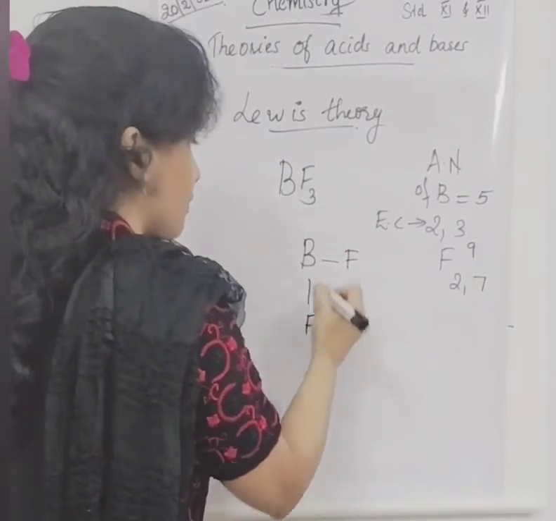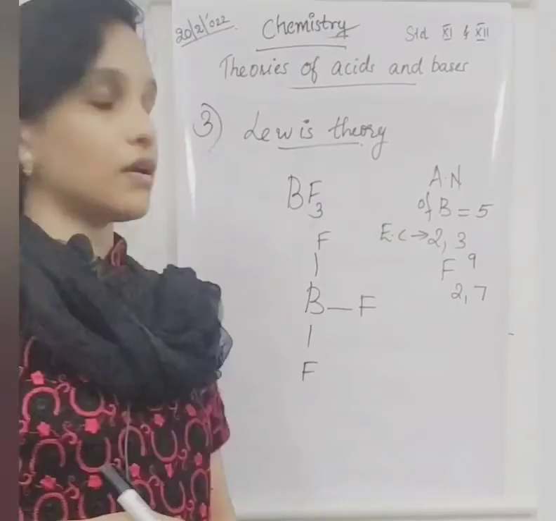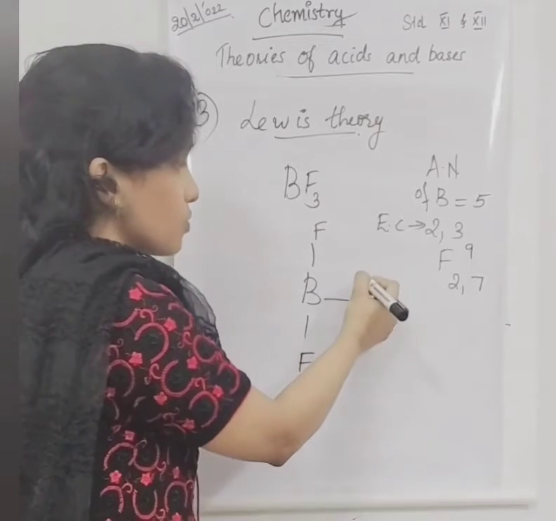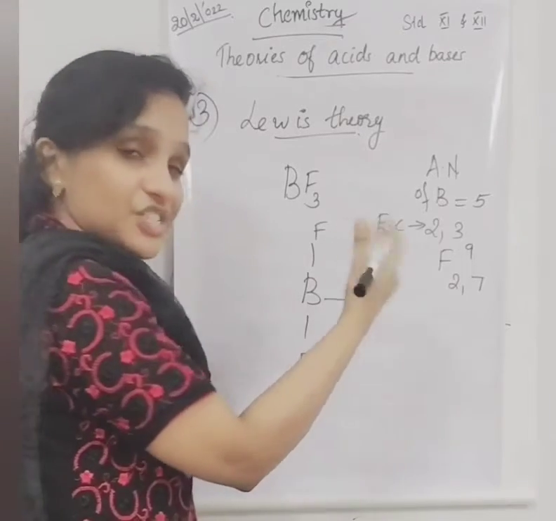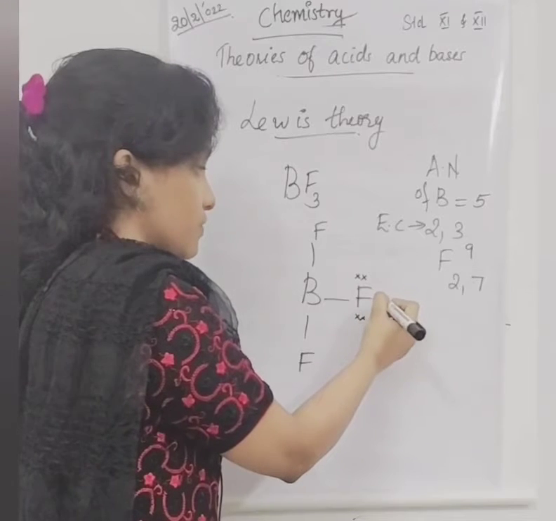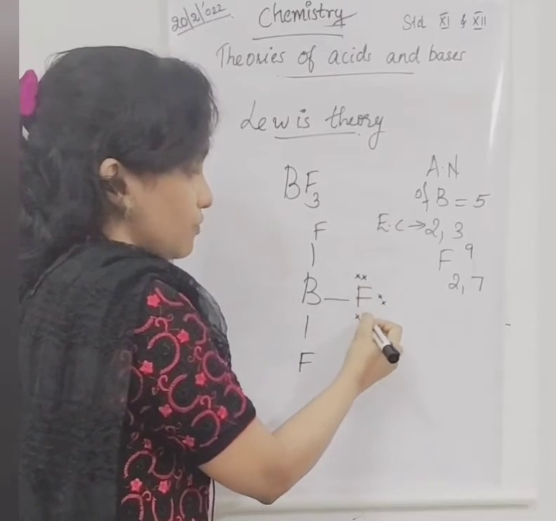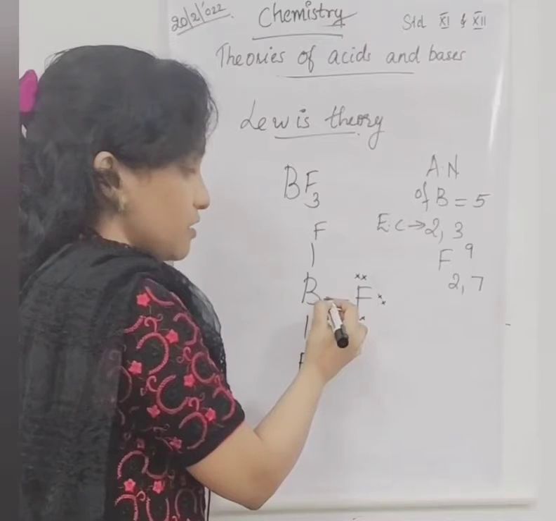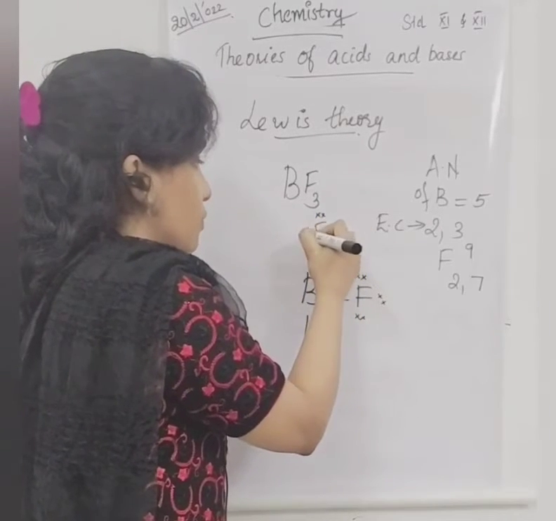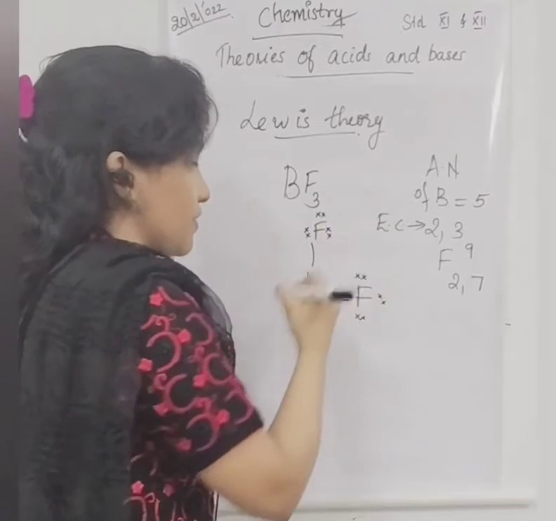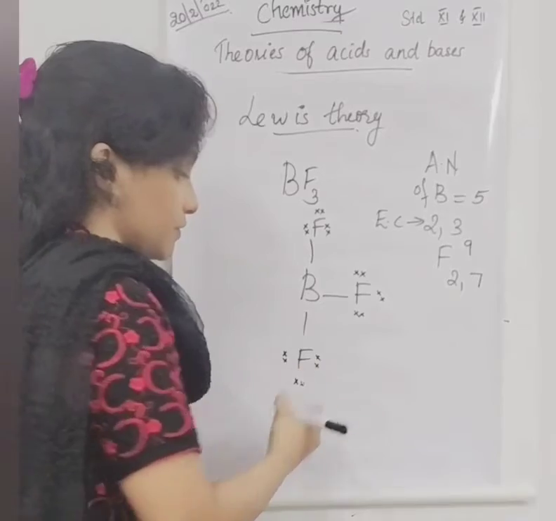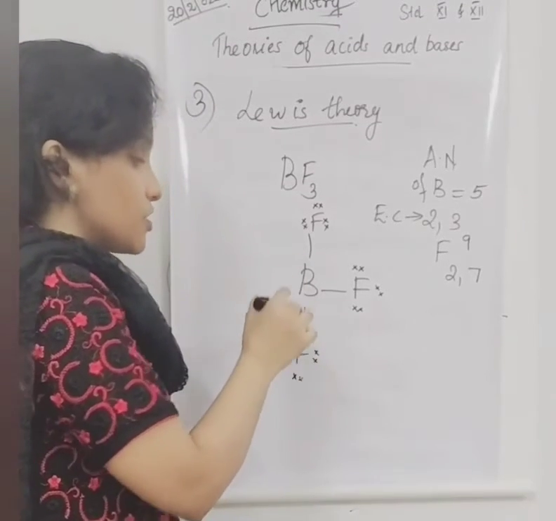So here F and here F. Now see, fluorine has 7 electrons in the outermost shell. So we can represent the outer unshared pairs of electrons: 1, 2, 3, 4, 5, 6, and the 7th is shared with the boron. Here also unshared pairs 1, 2, 3, 4, 5, 6 and 7. Right? Here also 1, 2, 3, 4, 5, 6 and 7, shared with the electrons.